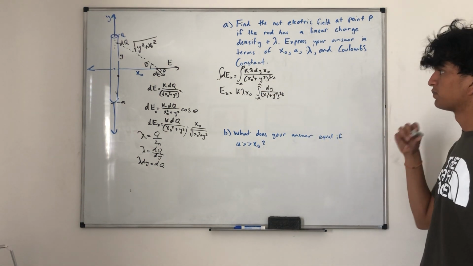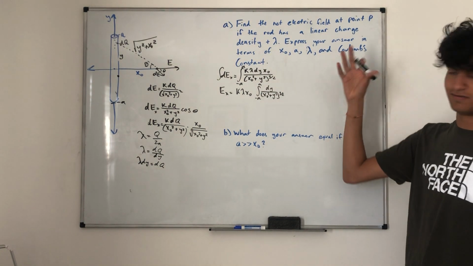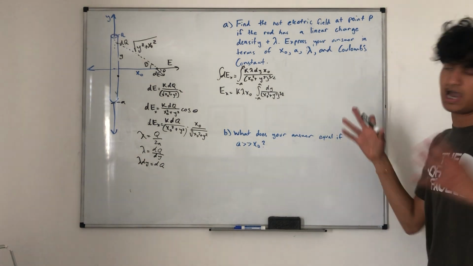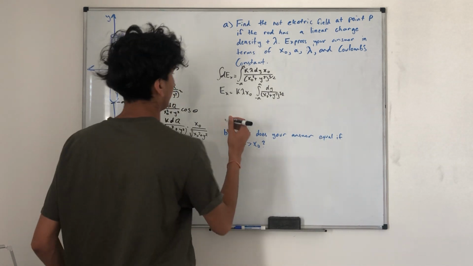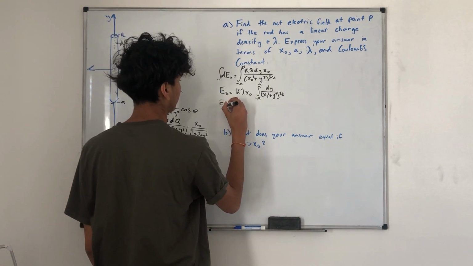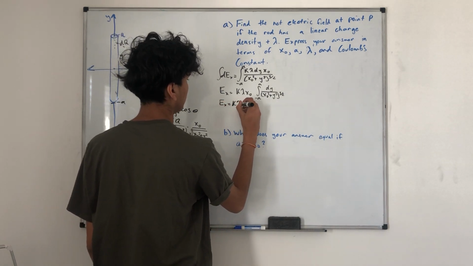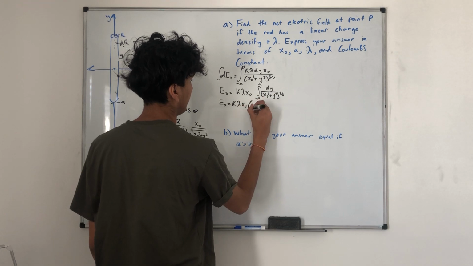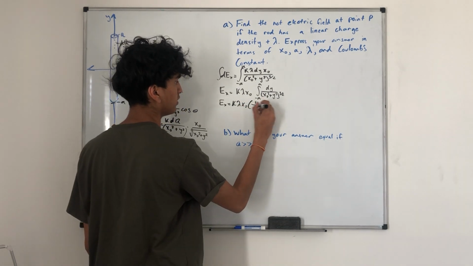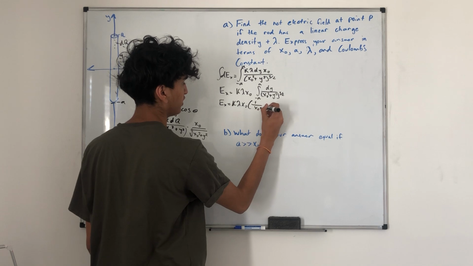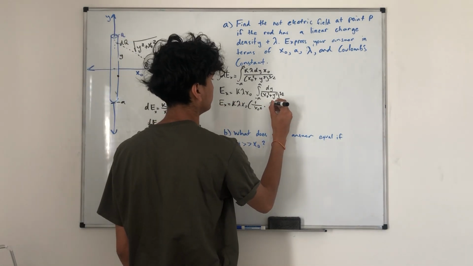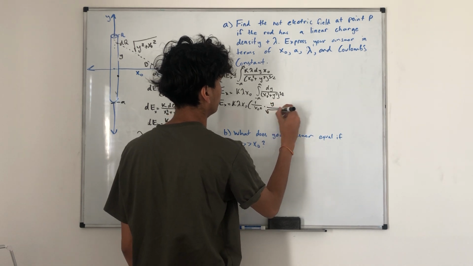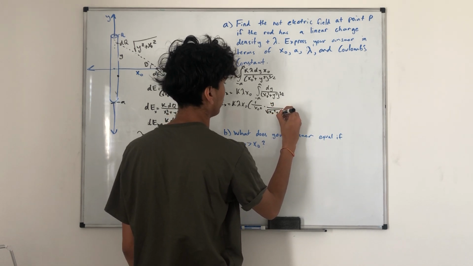So this integral, if you're into math, you can evaluate it out. I don't know how to do that. I'm just going to use a given integral. It's going to be equal to, so E_x is equal to k lambda x naught times the integral, which equals 1 over x naught squared times y over the square root of x naught squared plus y squared.